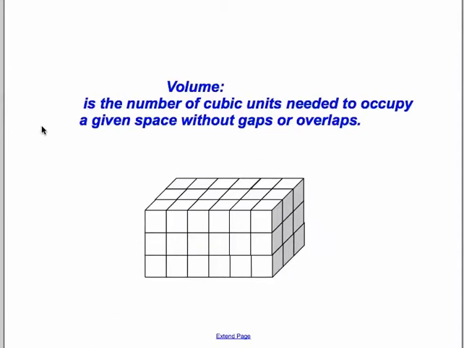Volume is the number of cubic units needed to occupy a given space without gaps or overlaps.